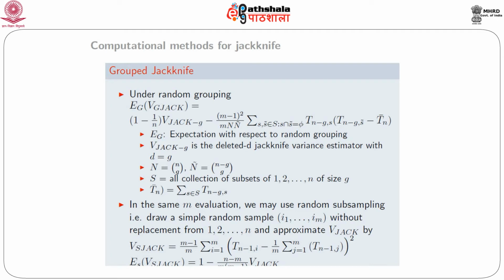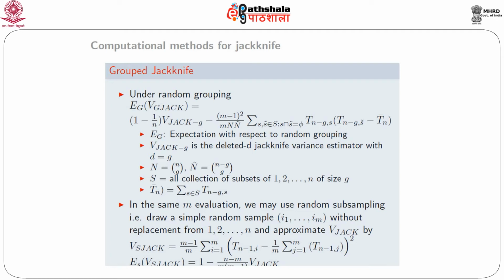V_{Jack-g} is the deleted-d jackknife variance with d equal to g. There is a technique called the deleted-d jackknife, and so we get that variance V_{Jack-g}. N is n choose g, N tilde is n minus g choose g, S is the collection of all subsets of 1 to n with size g, and T_n bar is 1/N summation over s belonging to S of T_{n-g,s}.